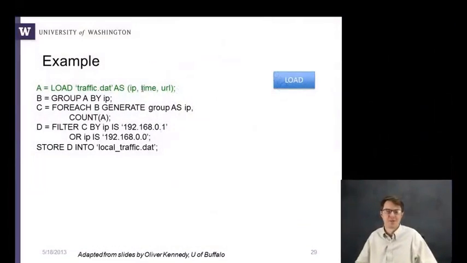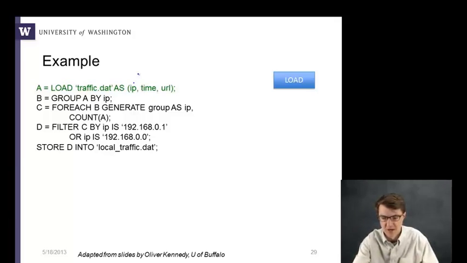So let's consider an example of a Pig program and see how expressing the program in terms of these high-level operations offers optimization opportunities that the system can exercise unilaterally without the programmer having to specify it. Okay. So in this example, we're looking at traffic, weblog traffic data with sort of 3 columns here: the IP address, the time, and the URL being accessed.